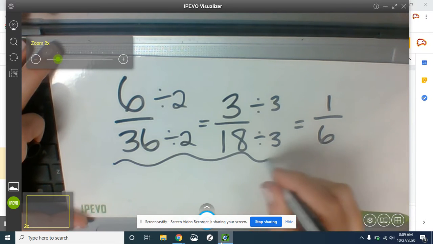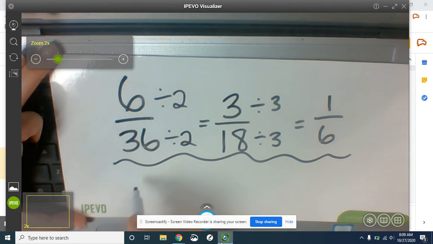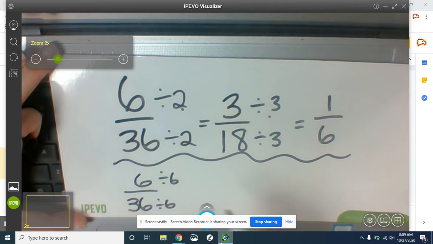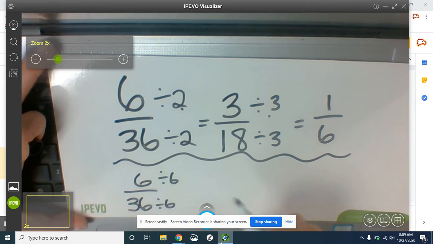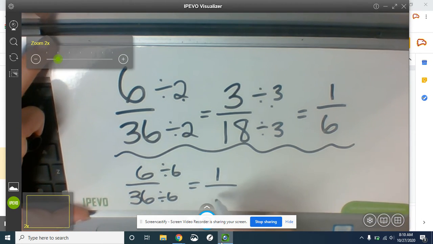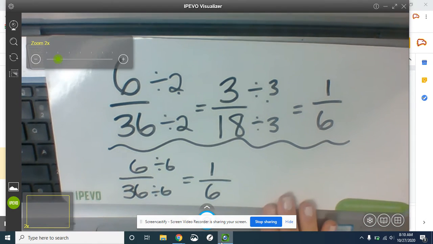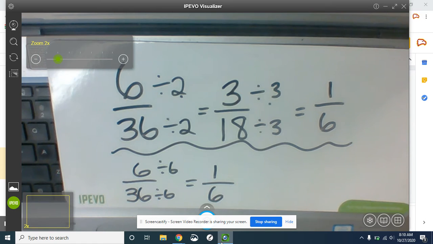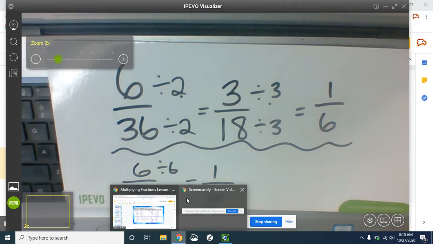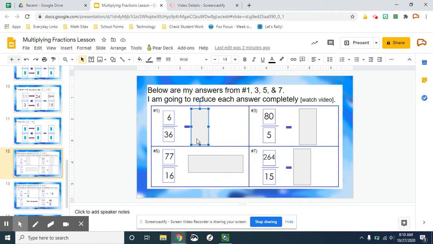Now, that is not the only way that we could have reduced this. We could have also noticed from the very beginning that 6 and 36 are both divisible by 6. Well, guess what? 2 times 3 is 6, so we just broke it up and divided by smaller steps. 6 divided by 6 is 1, and 36 divided by 6 is 6. So you can go smaller, and it's going to take more steps, or you can try and look for a bigger factor, and you'll get there a little bit quicker. So that is our first one. 6/36 reduced to 1/6.